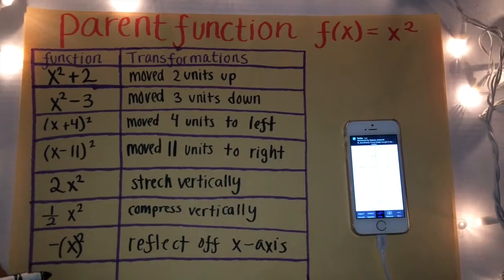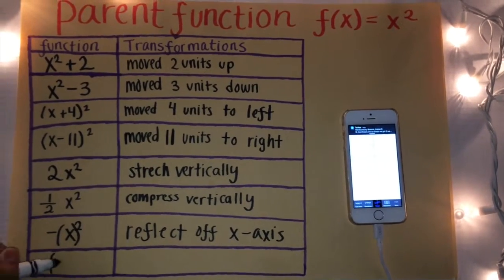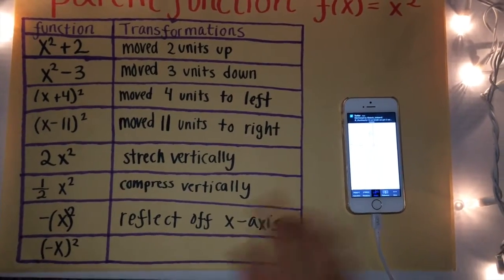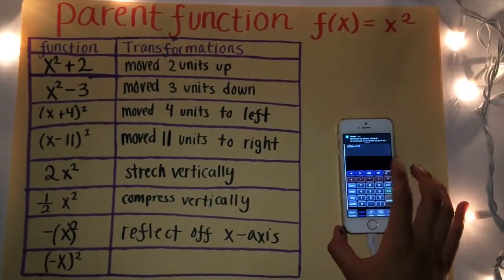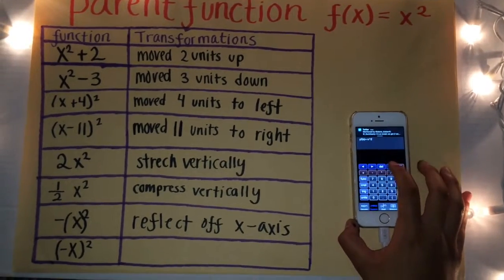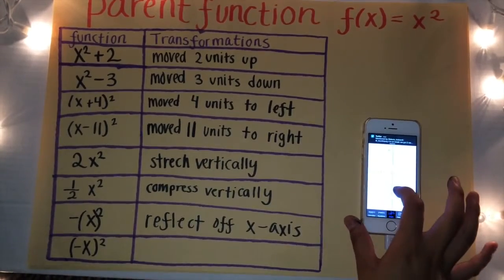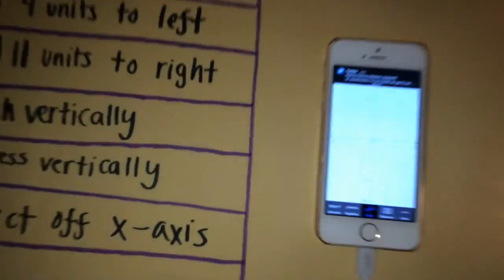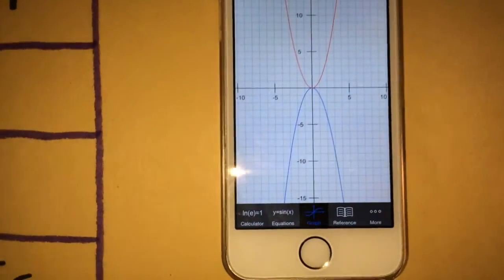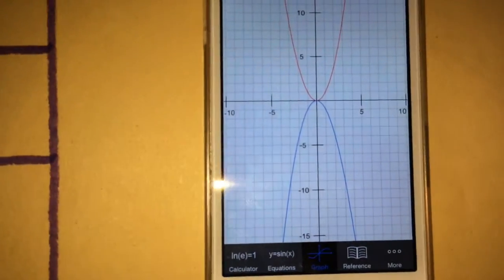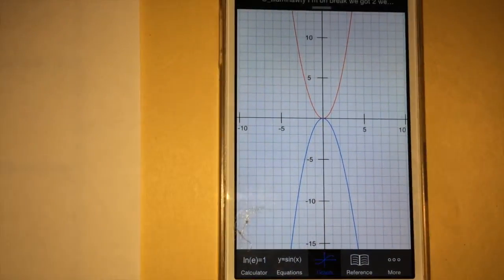Our next function is negative x squared. This time, the negative is in the parentheses. When we enter this function into the calculator, it ends up the same graph as negative x squared with the negative outside the parentheses. This is due to the fact that if we distribute the negative sign, we end up with negative x squared with the negative inside the parentheses.